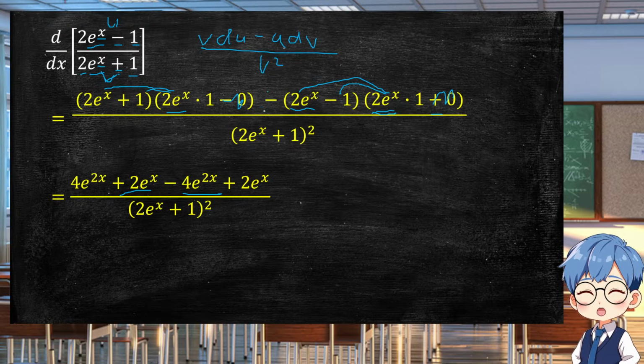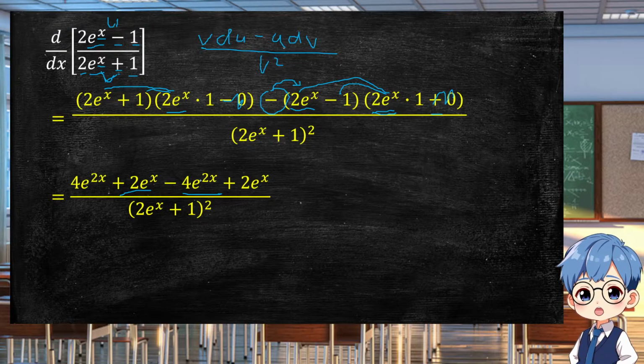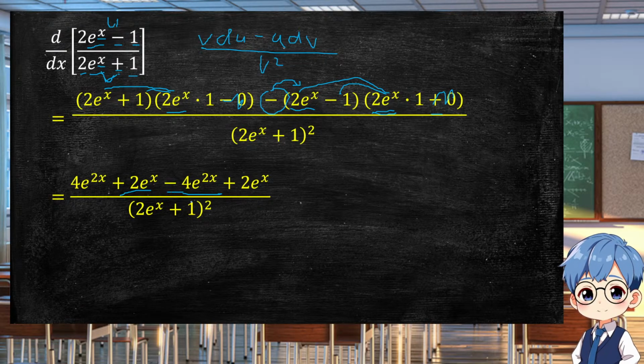But take note, there is a negative sign here. So we also distribute the negative sign. So that's why we have negative 4e to the power of 2x here. And then lastly, 2e to the power of x times 1. So that's why we have 2e to the power of x here. But again, we distribute the negative sign here. So that's why we have positive here, plus.